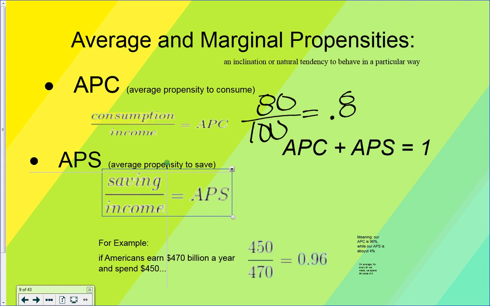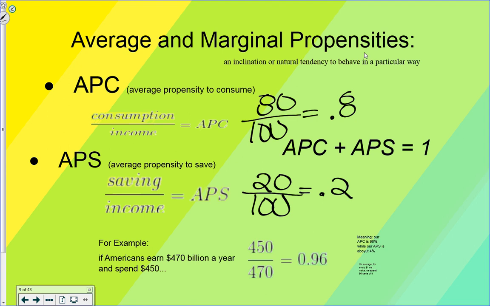APS, is going to be the flip side. You can only spend or save. So if $80 of it is consumed, we're assuming the other $20 is saved. So this time the APS, which is your average propensity to save, would be your savings over income. So this is going to be 20 over 100, which is 0.2.